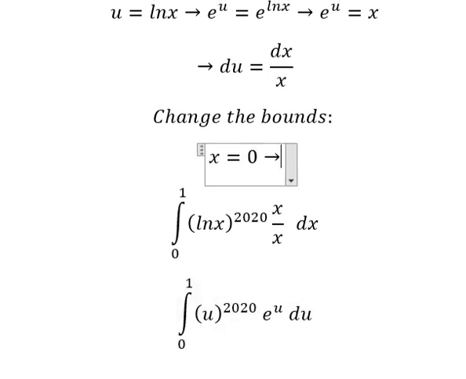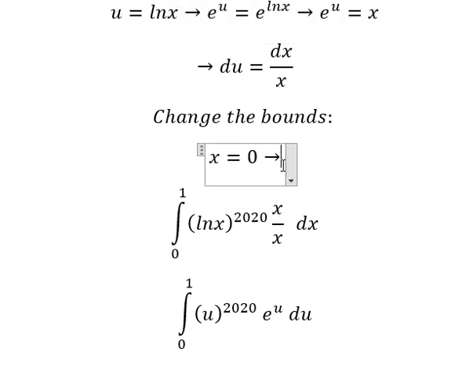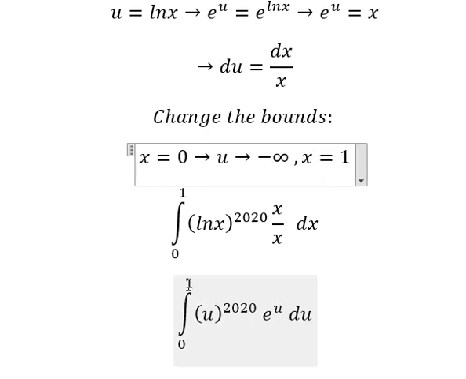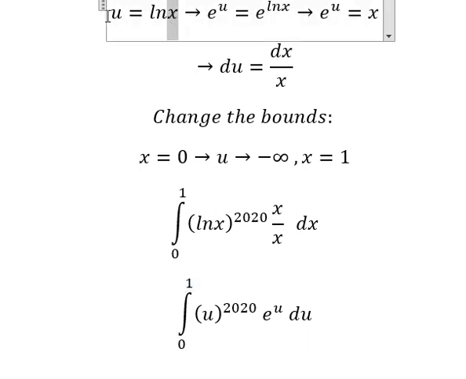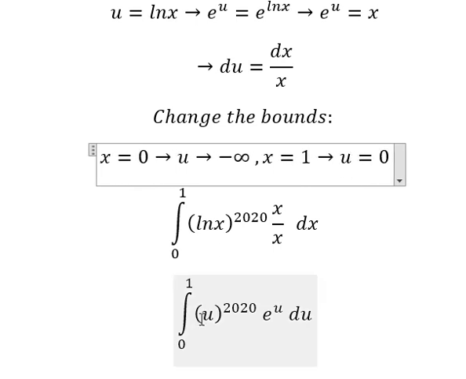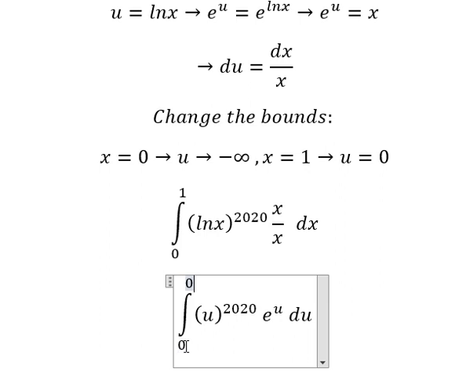And now we put number 0 in here, and we can see that u will go to negative infinity. When x equals number 1, that's it from here. So we put number 1 in here, and we can find the value of u. So u equals number 0. So number 1 we change by number 0. Number 0 we change by negative infinity.